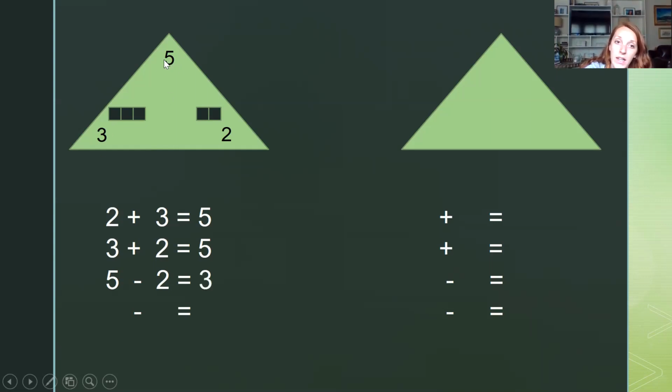3. Or I could start out with 5 and take away 3. And how many am I going to have left? 2. Guys, look, these numbers repeat themselves. 5, 5, 5, 5. 2, 2, 2, 2. 3, 3, 3, 3. Isn't that crazy? All of them have the same numbers, and that's why they're fact families.